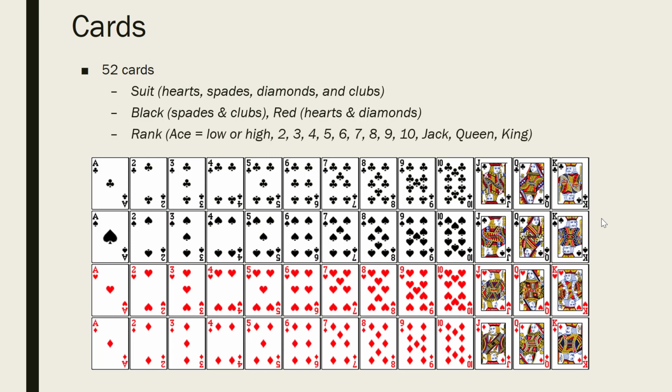We also have rank in a deck of cards. Each suit contains 13 cards, each of a different rank: an ace, which in many games functions as both a low card and a high card, and cards numbered 2 through 10, as well as a jack, a queen, and a king.